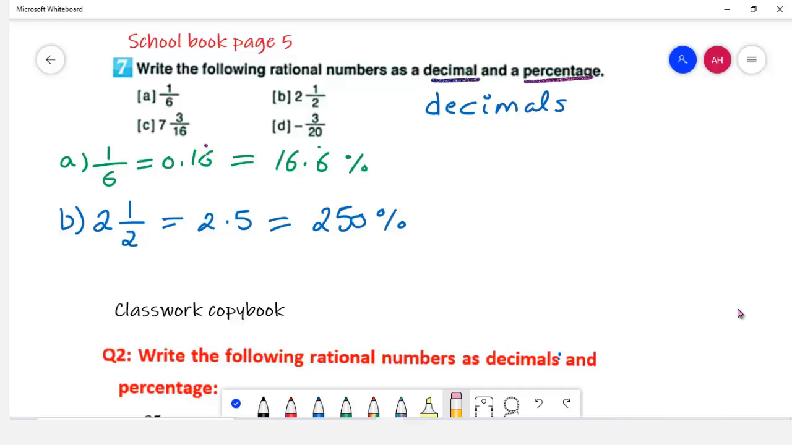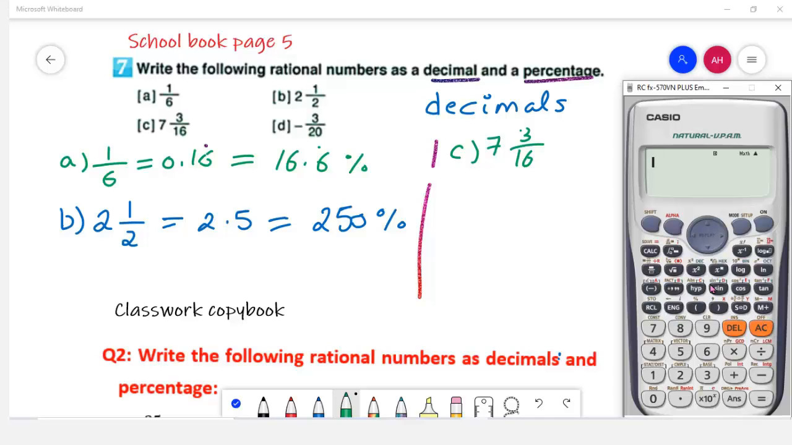I want you now to pause your video, answer number C and number D by yourself, and then come back to compare your answers with mine. Let's begin with number C. I have a mixed number, 7 3/16. I'm going to go to my calculator and find the decimal number.